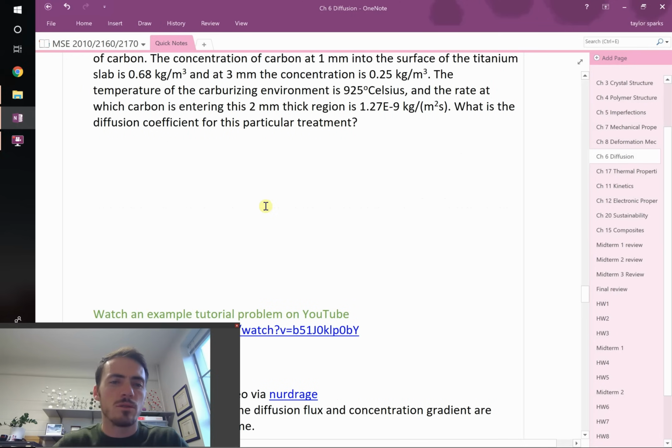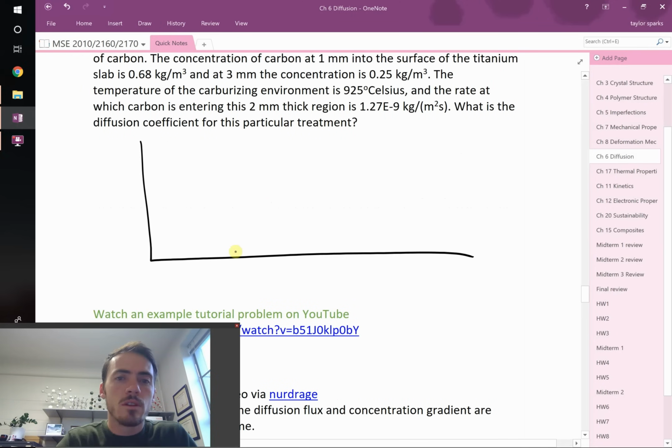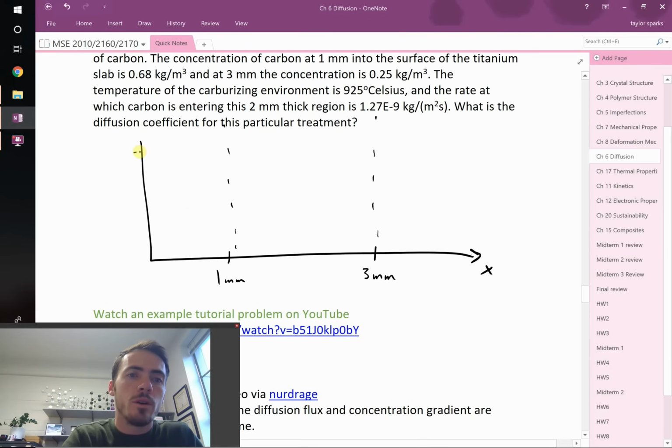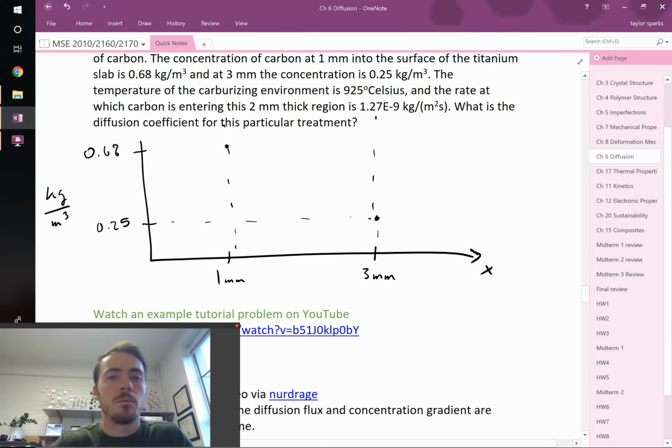Let's go ahead and draw this before we get too confused. So when we go from 1 millimeter up to 3 millimeters on the x-axis, within this region, we know what the concentrations are. We know that up here, it's at 0.68, the units of this one, again, were kilograms per meter cubed. But down here at 3 millimeters, it was only 0.25 kilograms per meter cubed, okay?